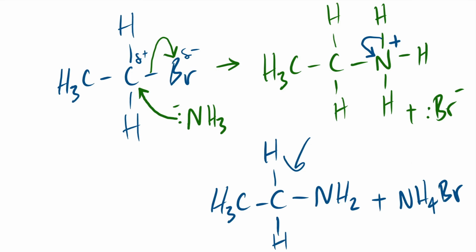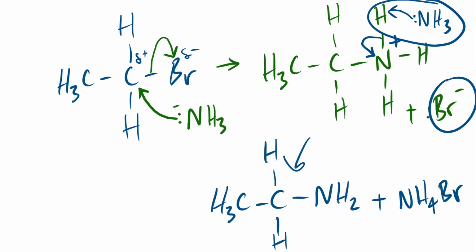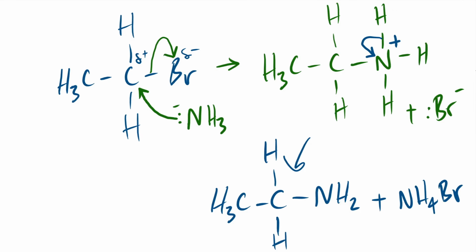Okay? The reason that you get ammonium bromide is that this hydrogen that leaves is actually reacting with the NH3. So you've got more ammonia in solution, okay? This is going to attack this, break this off, and it's going to form the ammonium ion, which is going to react with the bromide ion, and it's going to form ammonium bromide, okay? But you don't need to show that. All you need to show is this right here, okay?